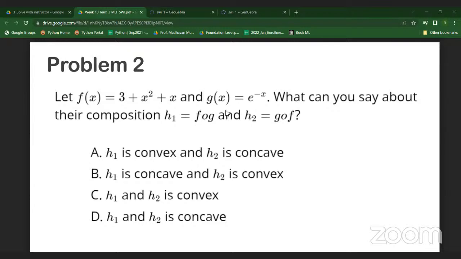So now what do we have? We have this f of x as 3 plus x square plus x, right? And g of x equals e power minus x. First we'll go for f of g of x, which means f of e power minus x, which will be e power minus 2x plus e power minus x, right? Am I correct until now? Yes. Right.